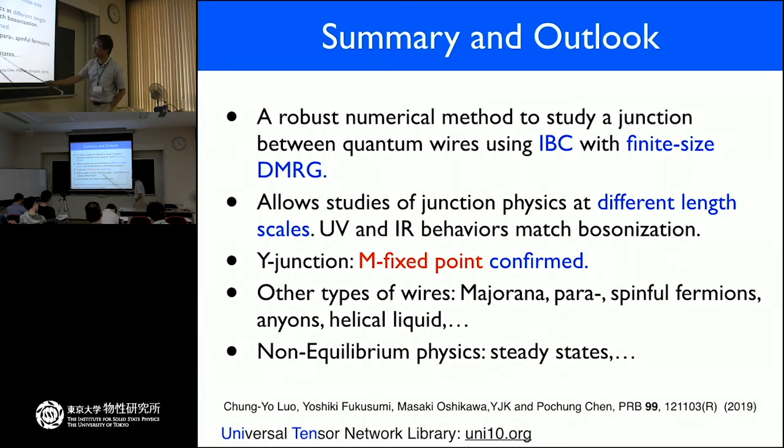These are just lists of things I hope I can do. Also, we can easily generalize this to non-equilibrium physics. You can have a junction with some finite bias and study steady states. There are a lot of interesting questions one can really attack using these kinds of methods. All these calculations use our own tensor network library. Thank you.